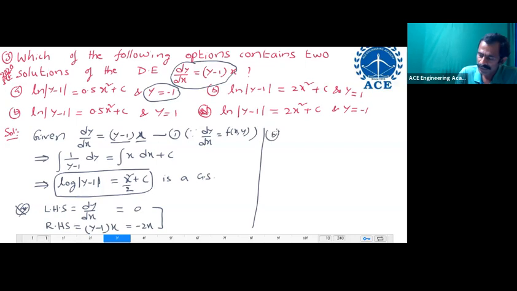Next, option B. Since y equals minus 1 is wrong, option A is wrong, and option D is also wrong. Either B or C. One of these two should be correct. So let us verify the other one. But already we know the general solution. The general solution is log of modulus of (y minus 1) equals x squared by 2 plus c. x squared by 2, that is 1 by 2, means 0.5. 0.5 is given only in option C. Therefore, option C is correct without verification. So B is also wrong.